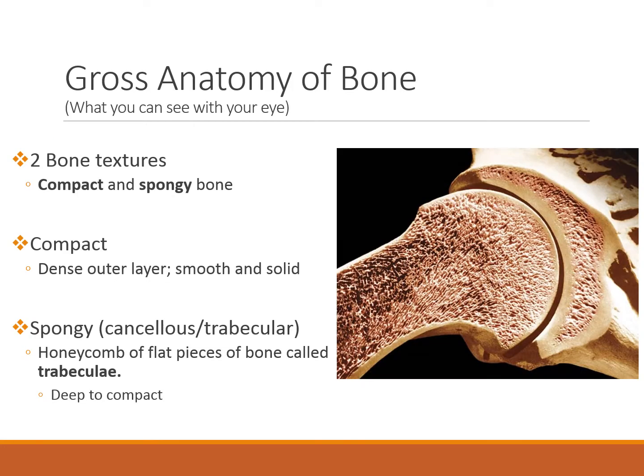There are 2 textures of bone that can be distinguished with the naked eye. Compact bone looks dense, smooth, and solid. You can see it here in this picture.